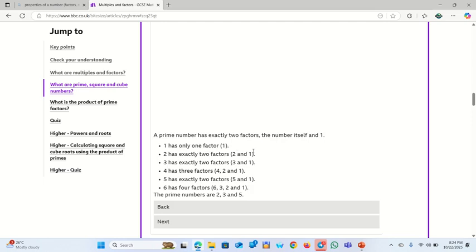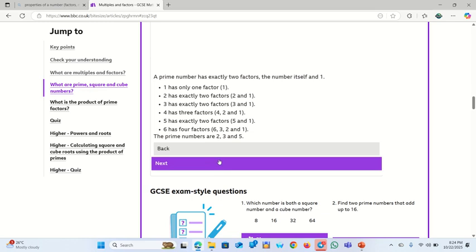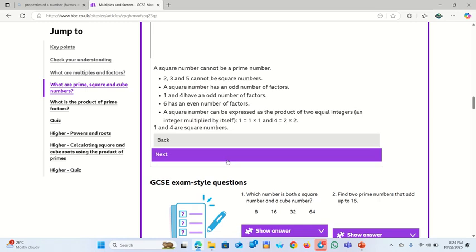See, just like we explained, 1 has only 1 factor, which is 1. 2 has exactly 2 factors, that makes it a prime number. 3 has exactly 2 factors, that makes them prime numbers. 4 has 3 factors, 4, 2, and 1. 5 has exactly 2 factors, 5 and 1. 6 has 4 factors, 6, 3, 2, and 1. The prime numbers are 2, 3, and 5, just like you rightly said. So that's a perfect explanation and solution to that challenge.